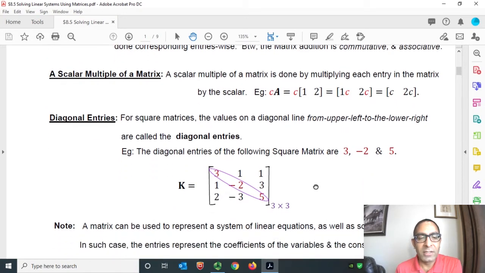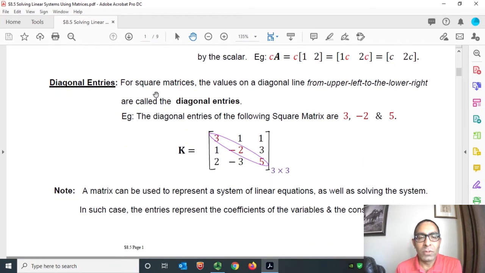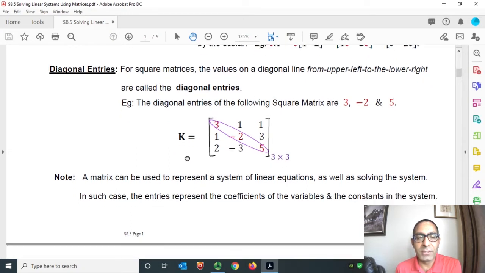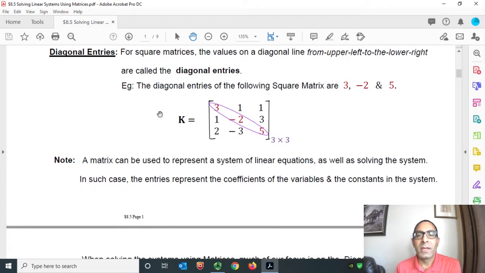Next, diagonal entries. For a square matrix, the values on a diagonal line from upper left to the lower right are called the diagonal entries. For example, in the given 3 by 3 matrix K, this is the diagonal line. So the diagonal entries are 3, minus 2, 5. I hope this makes sense to you all.